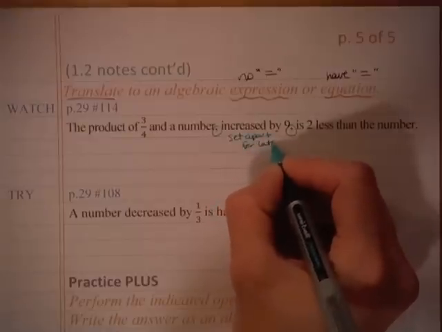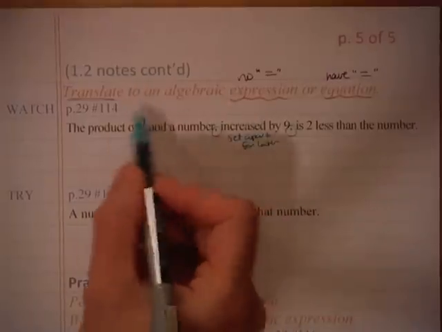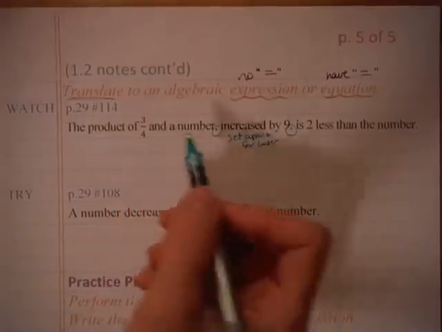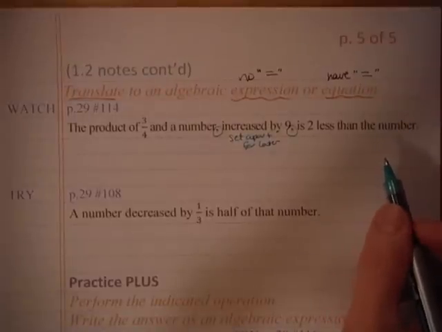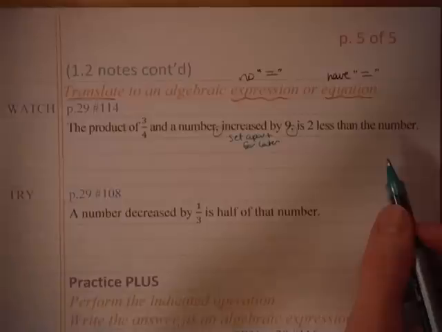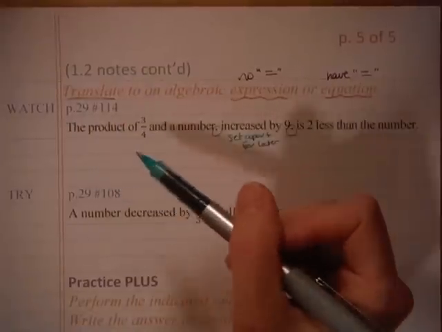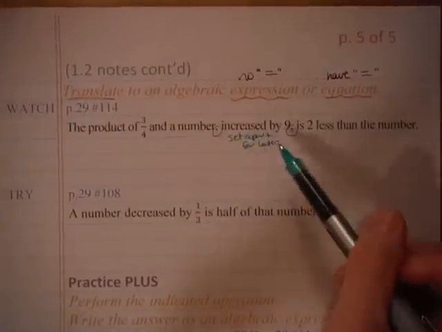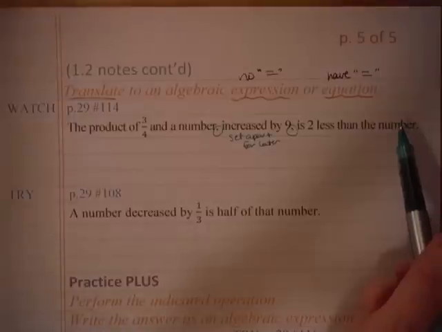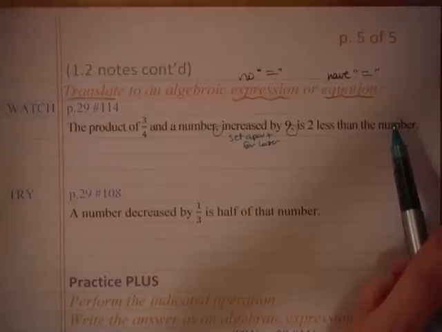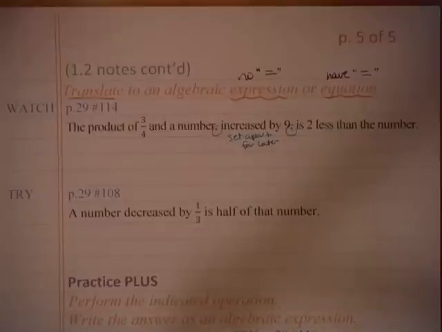Almost as if it were for later. In fact, it's going to be after what was just described. So we've read it once. Take a deep cleansing breath. As you read it a second time, maybe it'll be a little clearer what it's describing. The product of 3/4 and a number increased by 9 is 2 less than the number. It's amazing how even just that second time through things start to come into a little bit more focus.